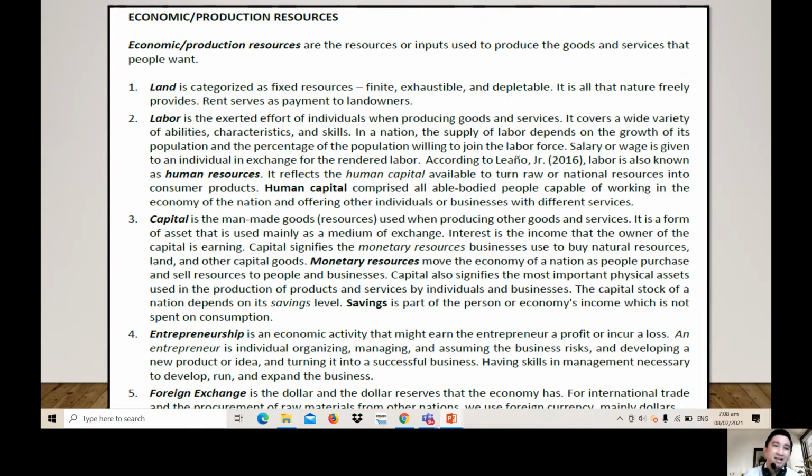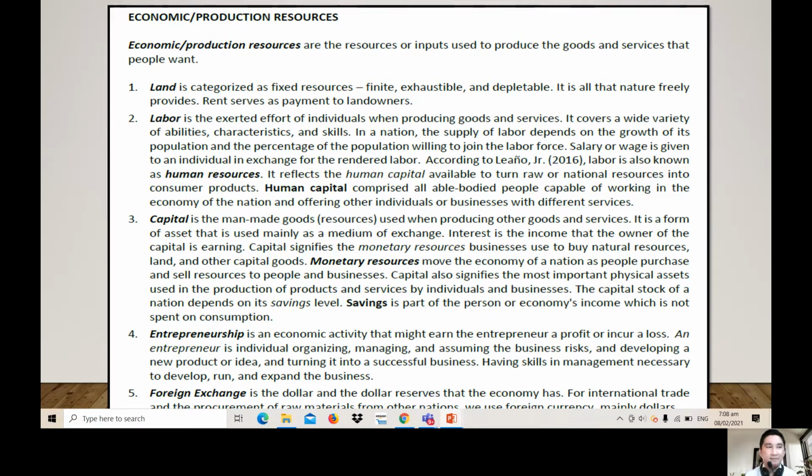Okay? Next is the labor. Labor is the exerted effort of individuals when producing the goods and services. So it covers a wide variety of abilities, characteristics, and skills. So for short, this labor is really needed para masupply natin yung goods and services. Okay?